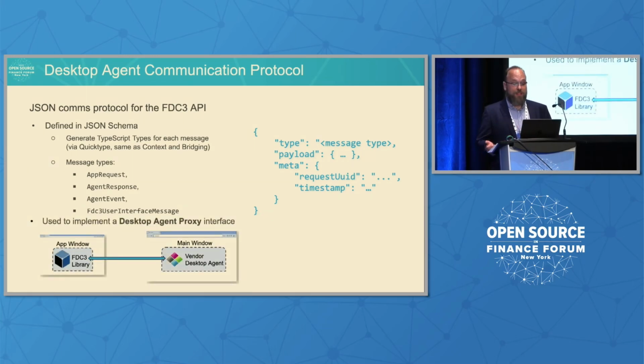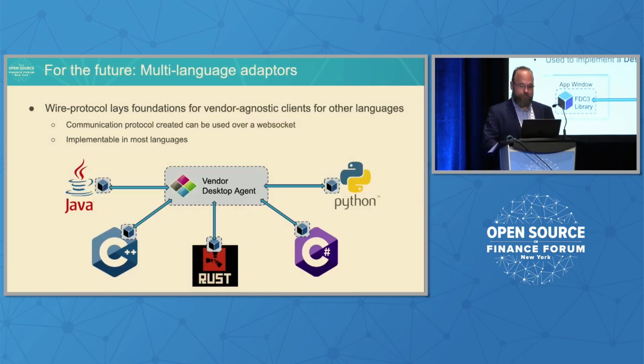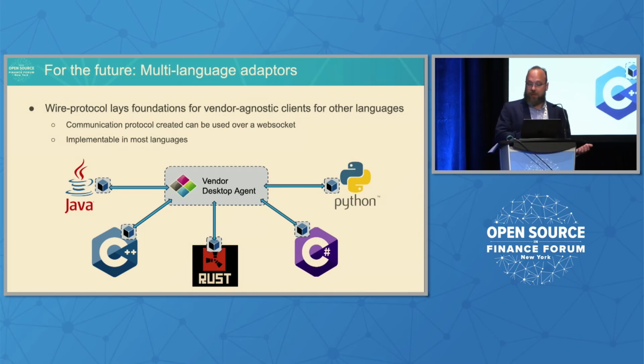It's used to implement something we call a desktop agent proxy, which is the alternative to the desktop agent preload that I talked about before. Basically it means an app with just the FDC3 library in it can talk to any conformant desktop agent. And that lays a few foundations for the future. It means we could start to write multi-language adapters for FDC3. Because we've got that wire protocol, we could use it over, for example, a WebSocket and implement clients for lots of these different languages that would all then talk to the same endpoint on a desktop agent.